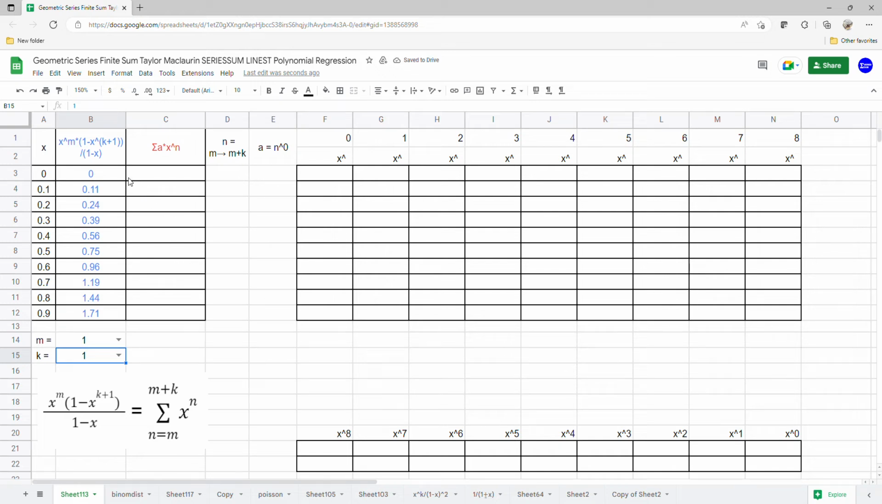And we continue with the Taylor Maclaurin SERIESSUM expansion, which is the summation of x to the power n, where n is from m to m plus k. So this will be sequence of m, k plus 1, one column starting from m incremented by 1, and enter.